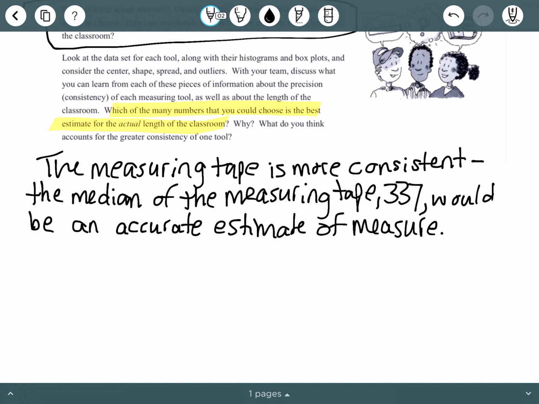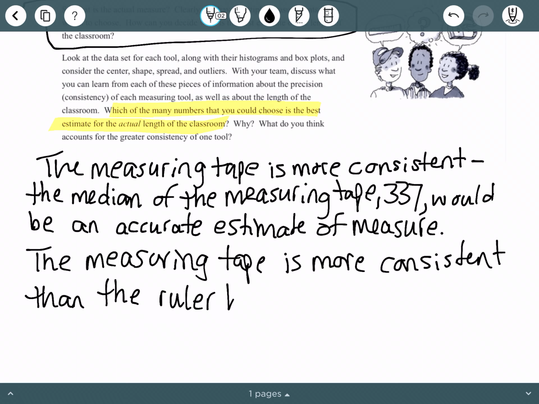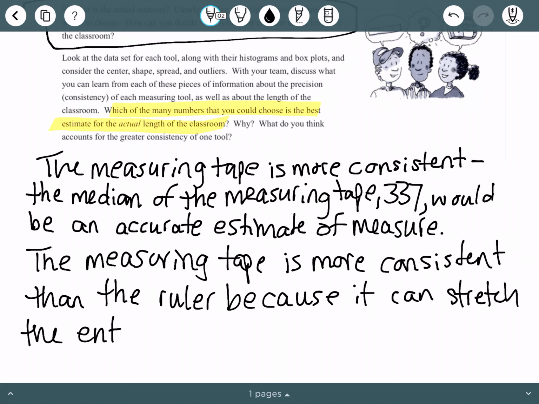So we're going to add this to our explanation. So we're going to say the measuring tape is more consistent than the ruler because it can stretch the entire length of the classroom.